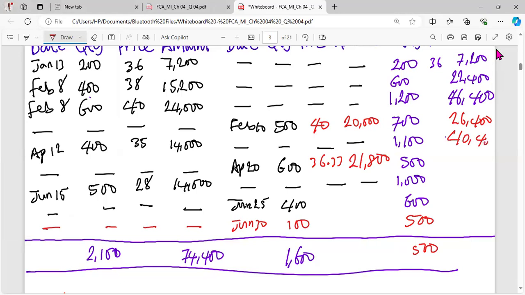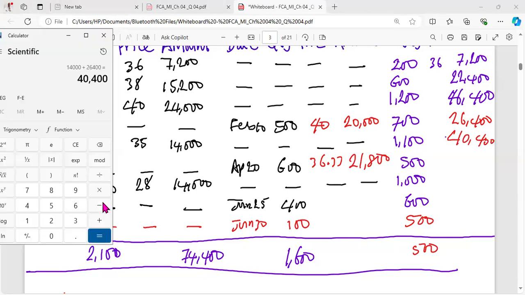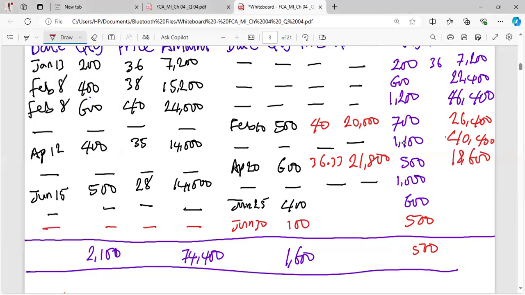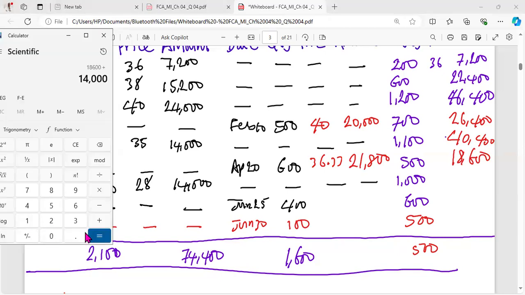40,400. Then we are removing 21,800 from it, minus 21,800. That will give us 18,600. So we have 18,600 here. Let's add this 14,000 to it again, 14,000 plus 14,000. That gives us 32,600 here.